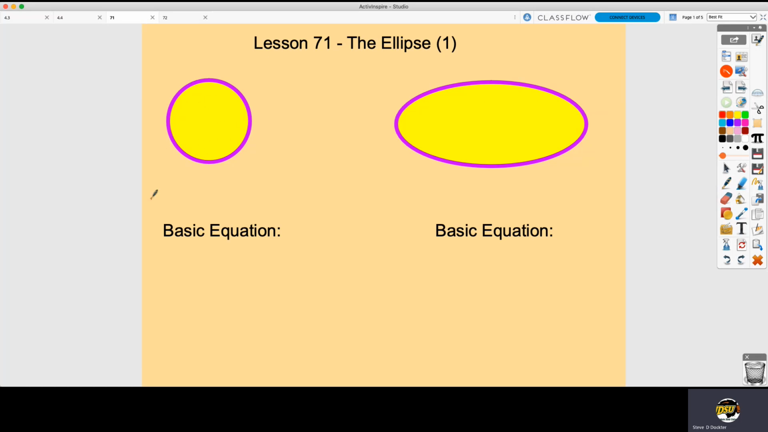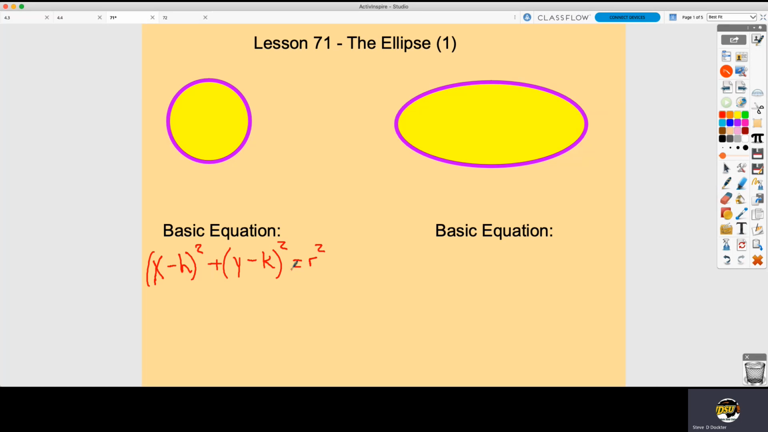A circle. What is the basic equation for a circle? X minus h squared plus y minus k squared equals what? The radius squared. That's right. Now, the reason why this equation works is that the radius is consistent throughout.